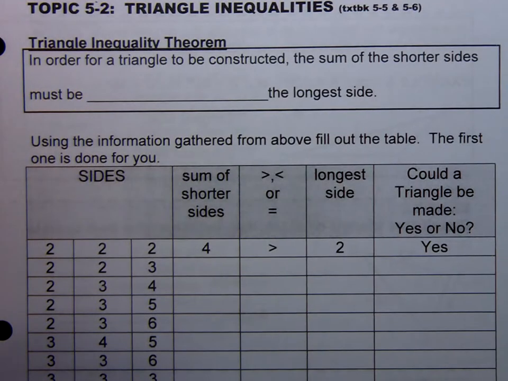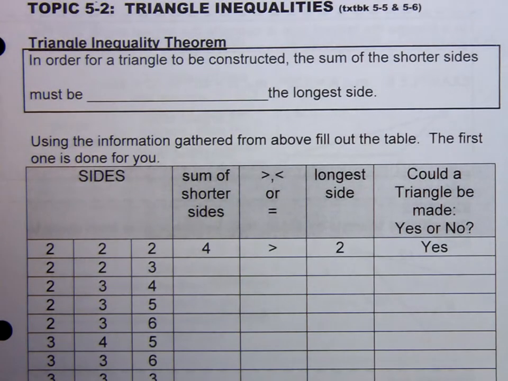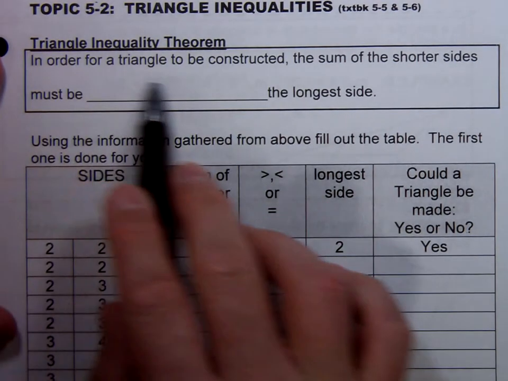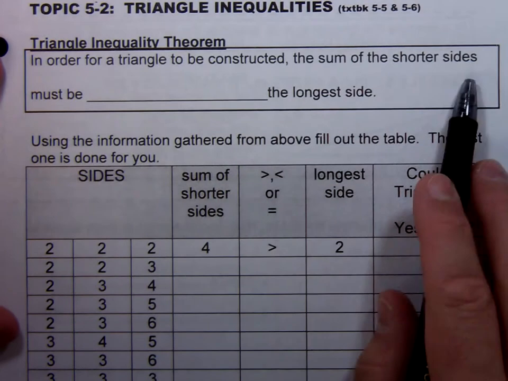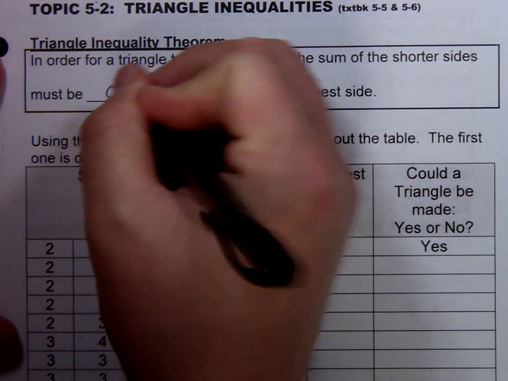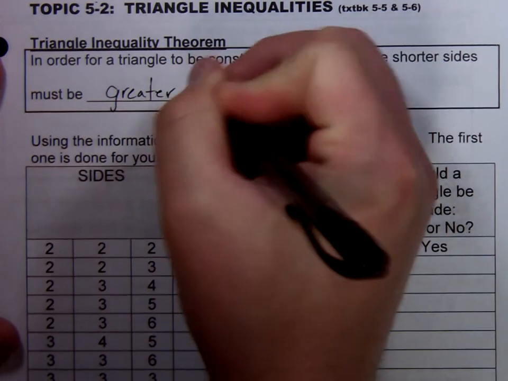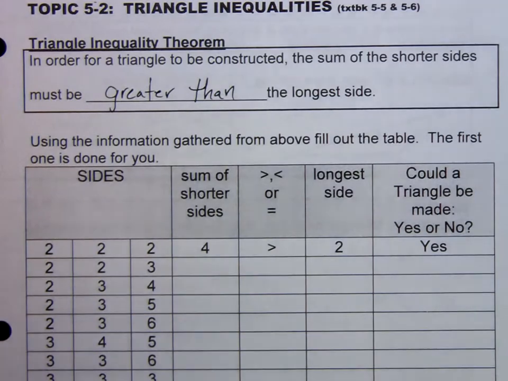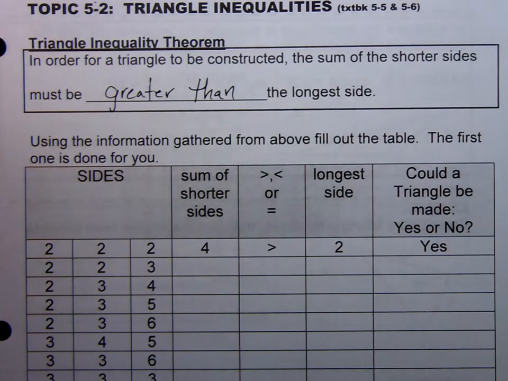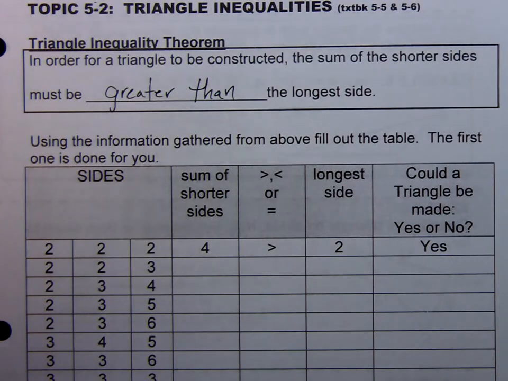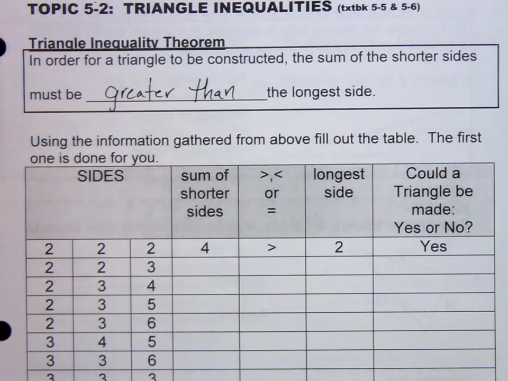All right, we're talking about triangle inequalities today. First thing is the triangle inequality theorem. It says in order for a triangle to be constructed, the sum of the shorter sides must be greater than the longest side. So technically, the sum of any two sides has to be greater than the third side, but you really only have to check and make sure that the two shorter sides have a sum greater than the longest side.